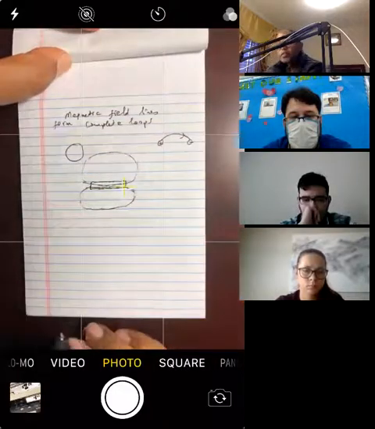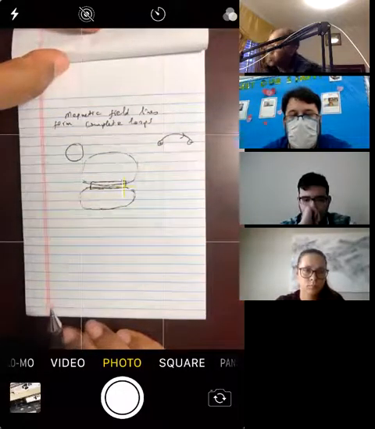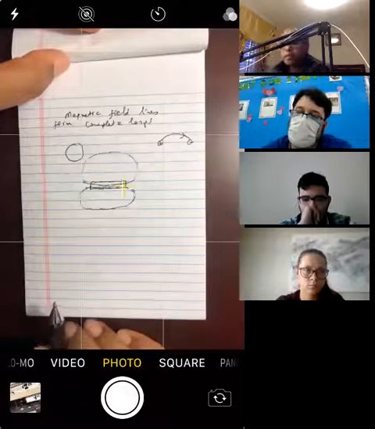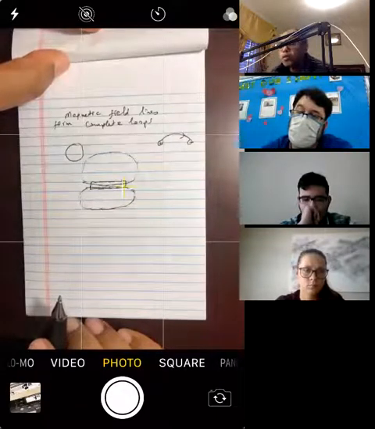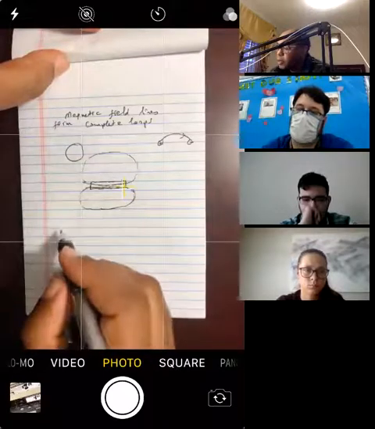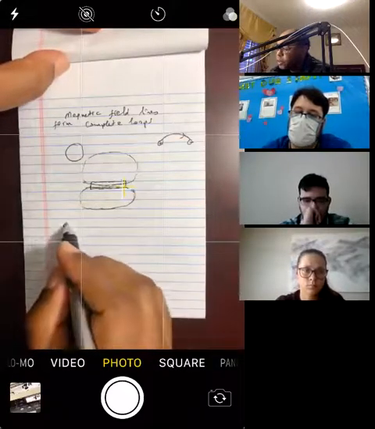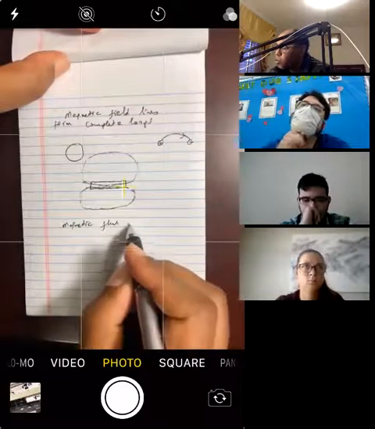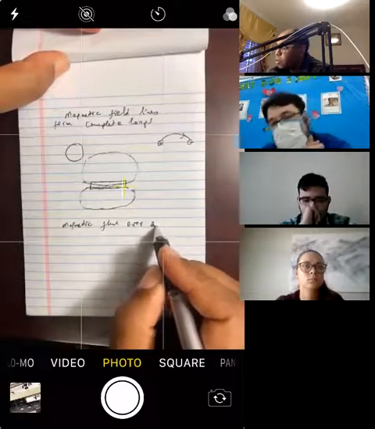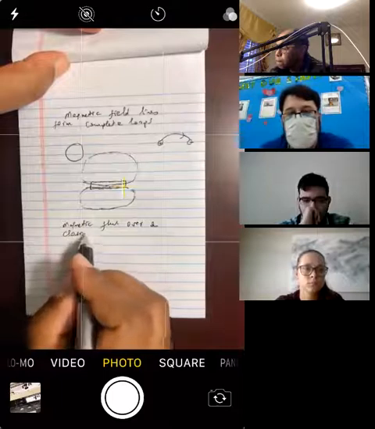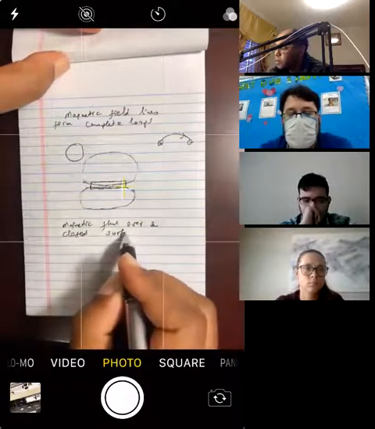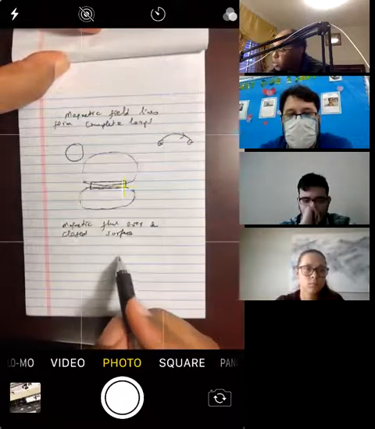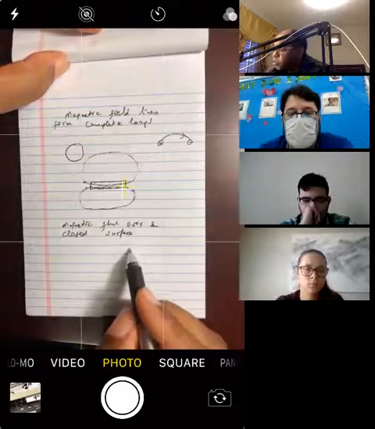Okay. So what do you think would be the magnetic flux evaluated over a closed loop? Let's look at magnetic flux over a closed surface. So let's say you have this closed surface over here, such as a sphere, okay?